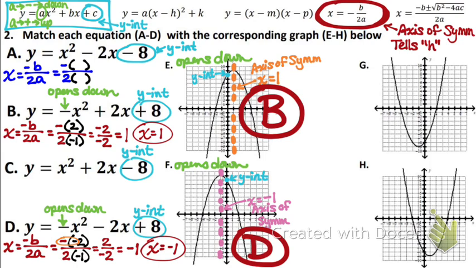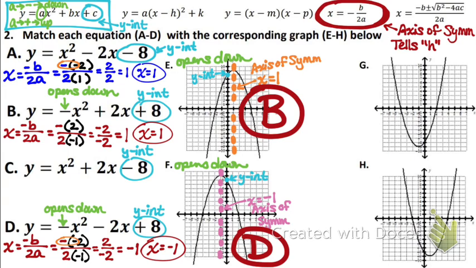On A, what is the value for B that we're going to substitute in? Negative 2. What is our value for A there? What is the value for A on equation A? 1. So up in the numerator, I've got negative and negative, which means what? Positive. So I have 2 over 2, which reduces down to positive 1. So I want the one that has an axis of symmetry of 1. Which of our remaining graphs, G or H, has an axis of symmetry that is 1?